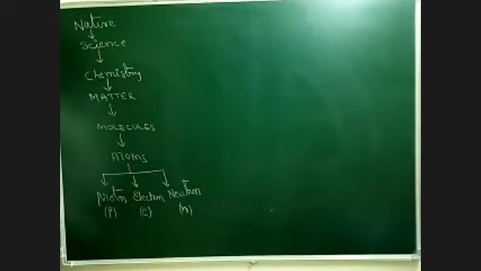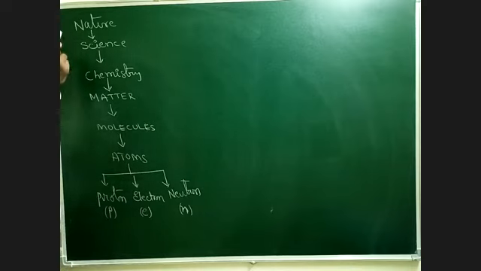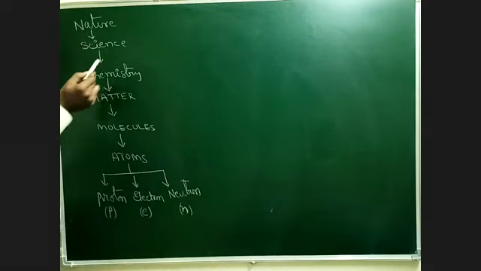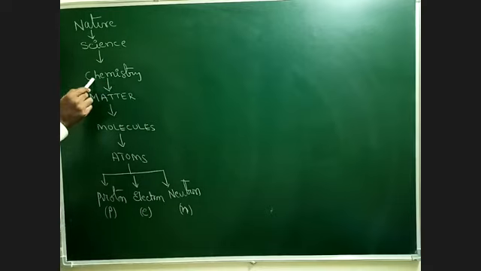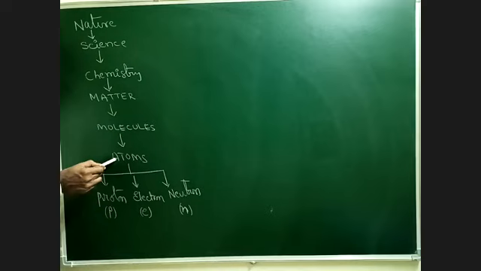Students, in lecture one, we have learned a few things and a few terminologies of science and chemistry. The study of nature is science. Science has many branches. In those, chemistry is one of the important branches, and chemistry deals with matter. Matter is composed of molecules, and molecules are composed of atoms.